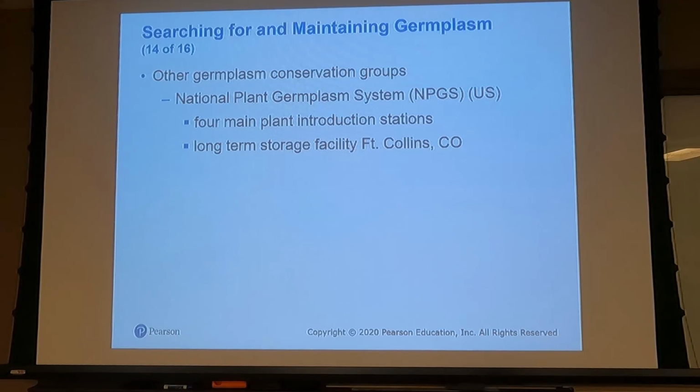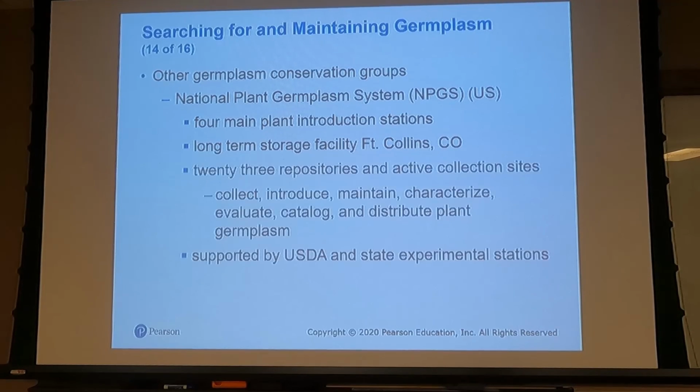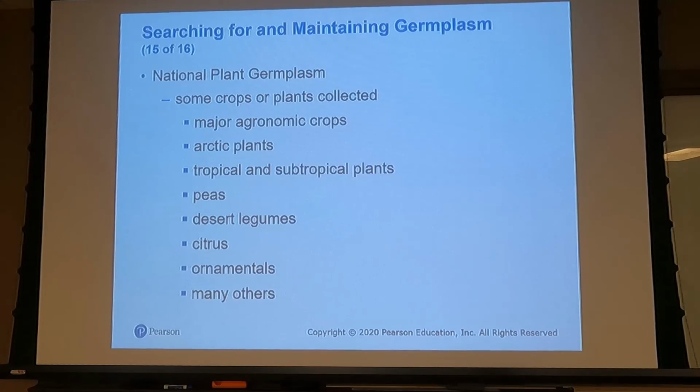We also have the National Plant Germplasm System. This is actually in Fort Collins, Colorado. They have 23 repositories, and they are evaluating many of those germplasms at these state experimental stations. So we have our major agronomic crops, Arctic plants, some desert legumes, some ornamentals, and others. We just want to make sure that we have a large variety in case we ever need to repopulate certain crop species.